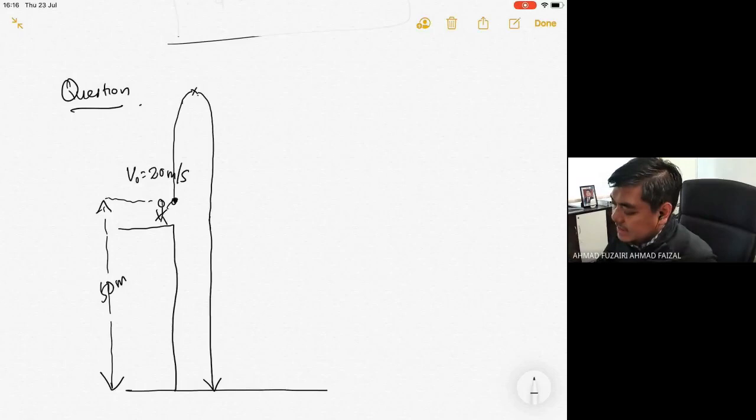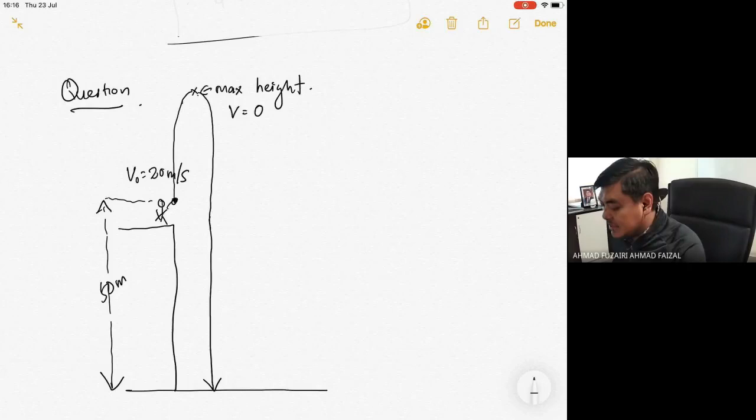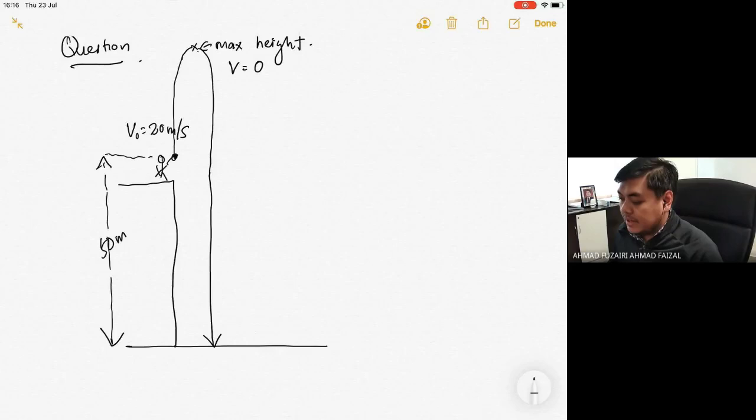Okay, so definitely here you will get the maximum height. Okay, this is the maximum height. What happened at maximum height? At maximum height, V is equivalent to zero. And one more thing, you should understand the concepts of where is your reference point. So the reference point meaning what? The height of the ball thrown at the top of a building is actually 50 meters above the ground.